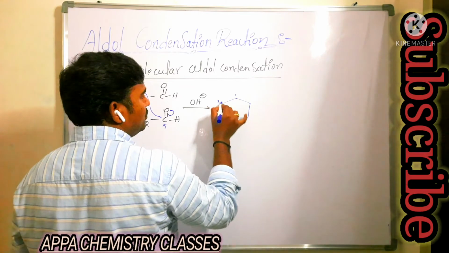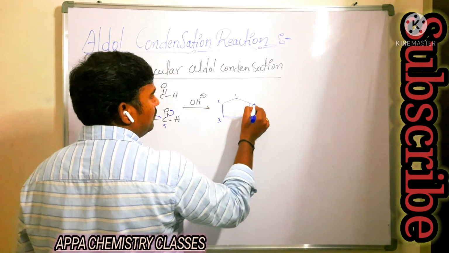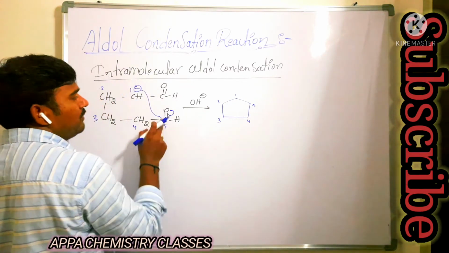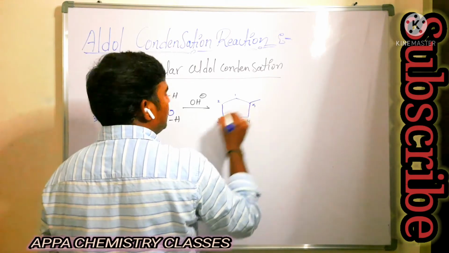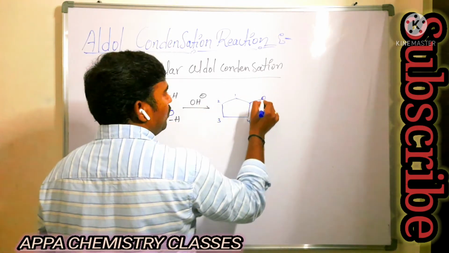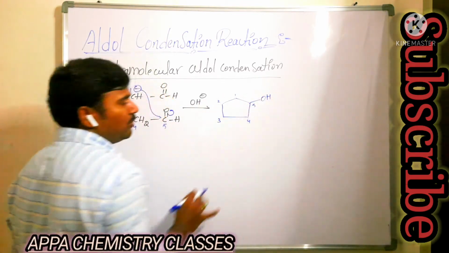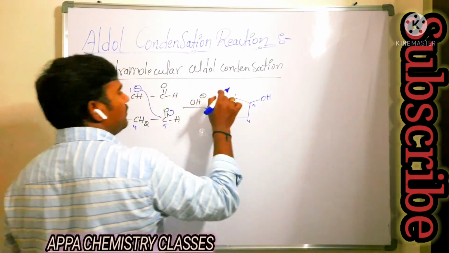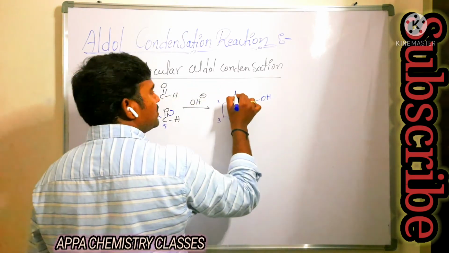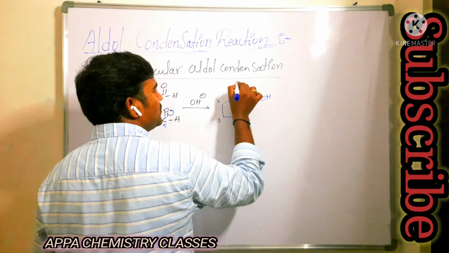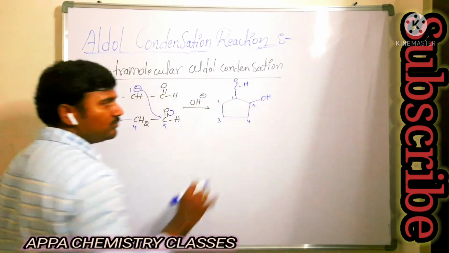This is 1, 2, 3, 4, 5. Now this 1 and 5 we are getting the bond. Here at fifth carbon O minus, that is combined with OH. At first carbon what we have? C double bond OH is there. At first carbon we have C double bond OH.